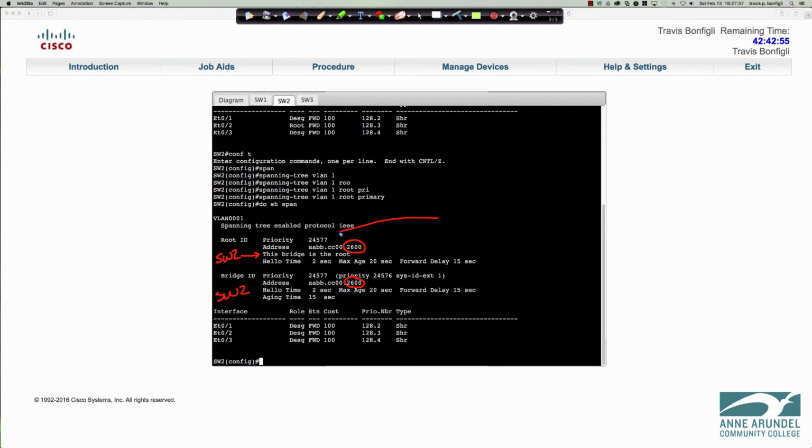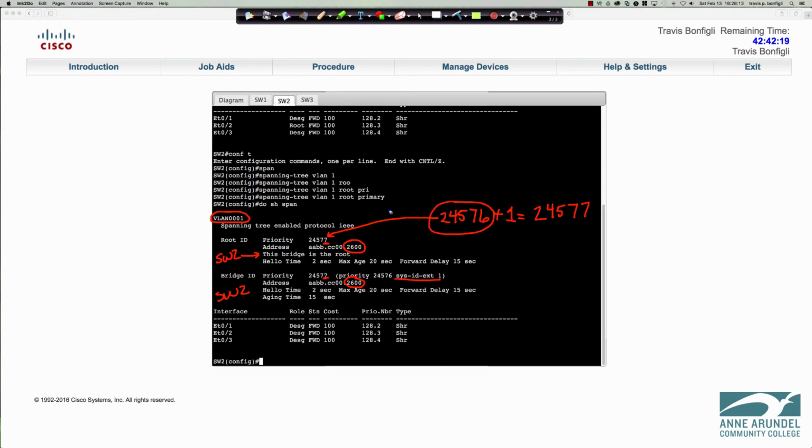And why is it the root bridge? Well, because we've just lowered the priority to 24576. And you're probably saying to yourself, well, wait a minute, Travis, it says 24577. Exactly, because then we add in the system ID extension, which is the VLAN number that we're discussing, and that is where we get the priority 24577. But again, that is the value that is divisible by 4096.